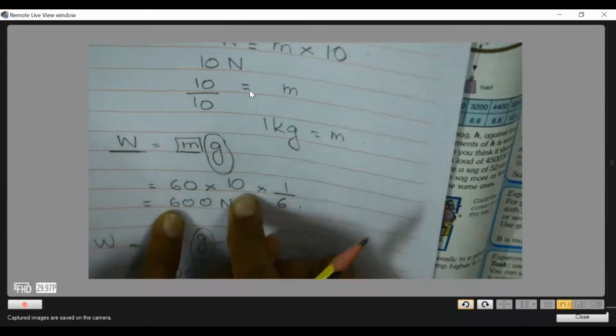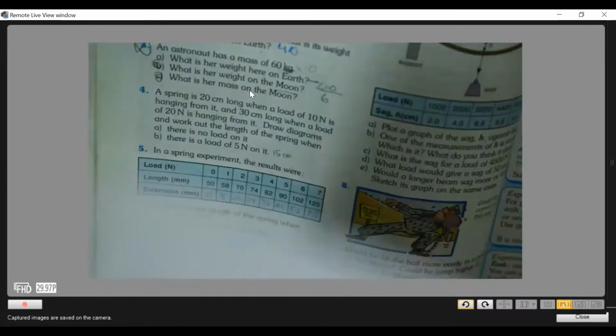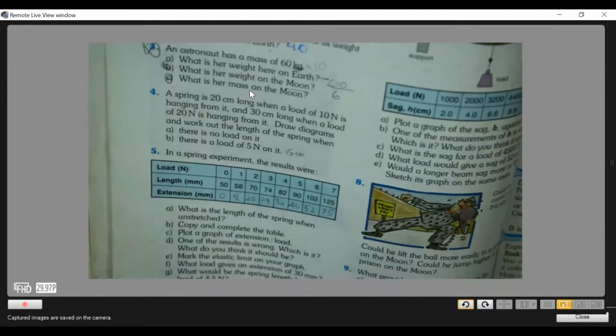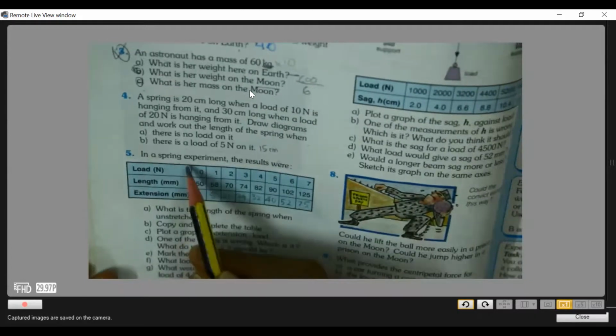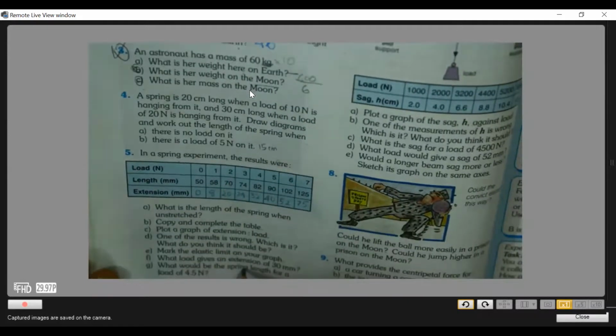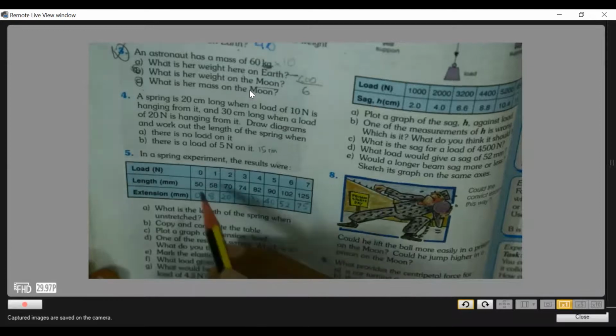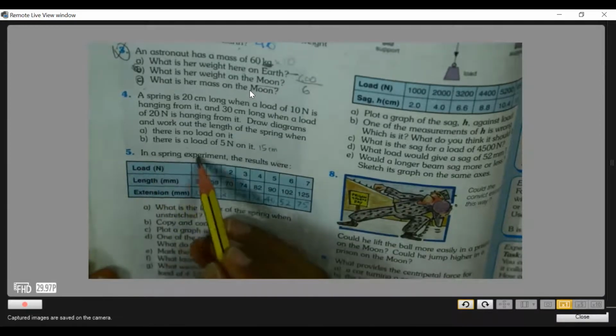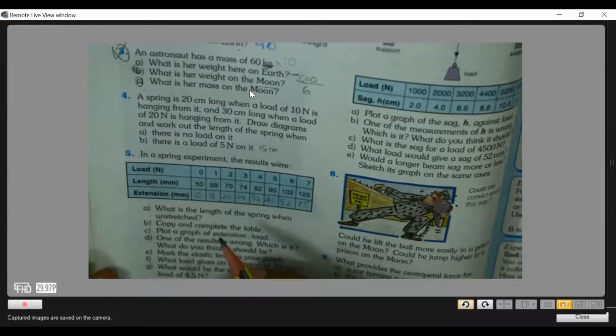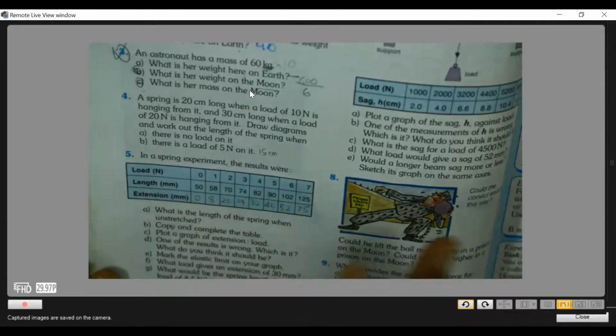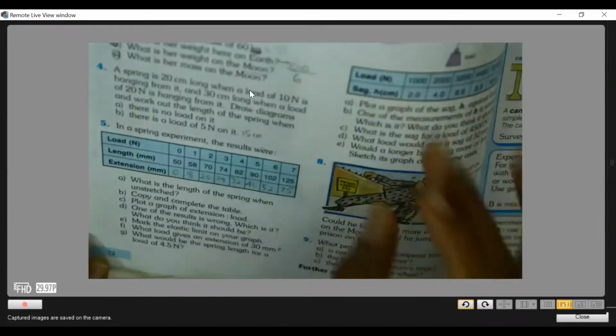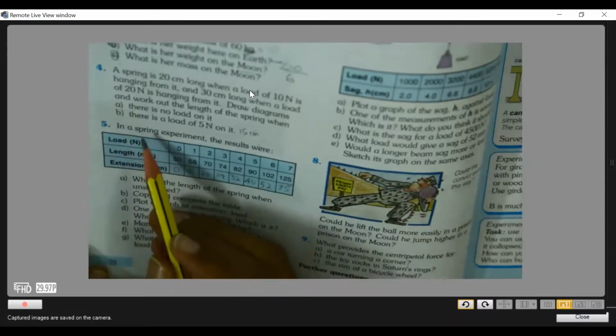Okay, let's move on to this question. Question number 5. Do you have this question in your new book? I'm getting late. It's beyond 7 o'clock, but let me just quickly discuss these questions and then we'll end the class.